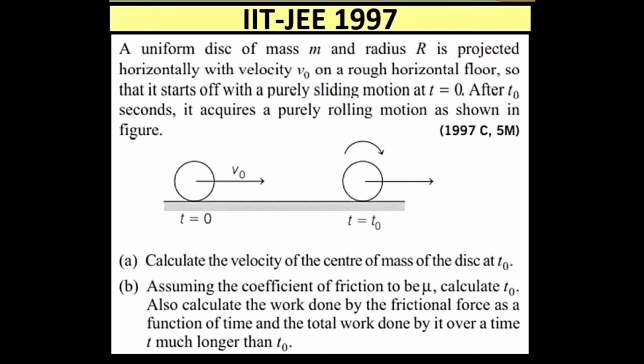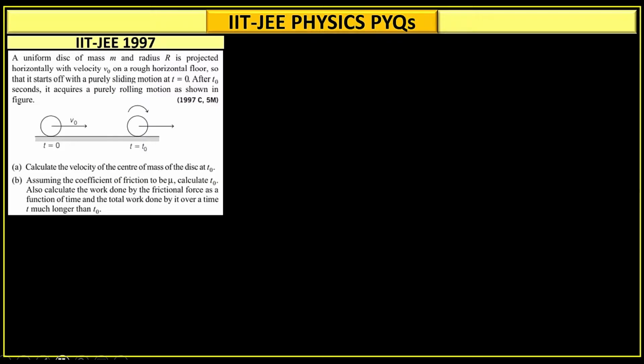So we have to find two things. Number one, the velocity of the center of mass of the disk at time t naught, and assuming the coefficient of friction to be mu, calculate t naught. Also calculate the work done by the frictional force as a function of time and the total work done by it over a time t much longer than t naught.